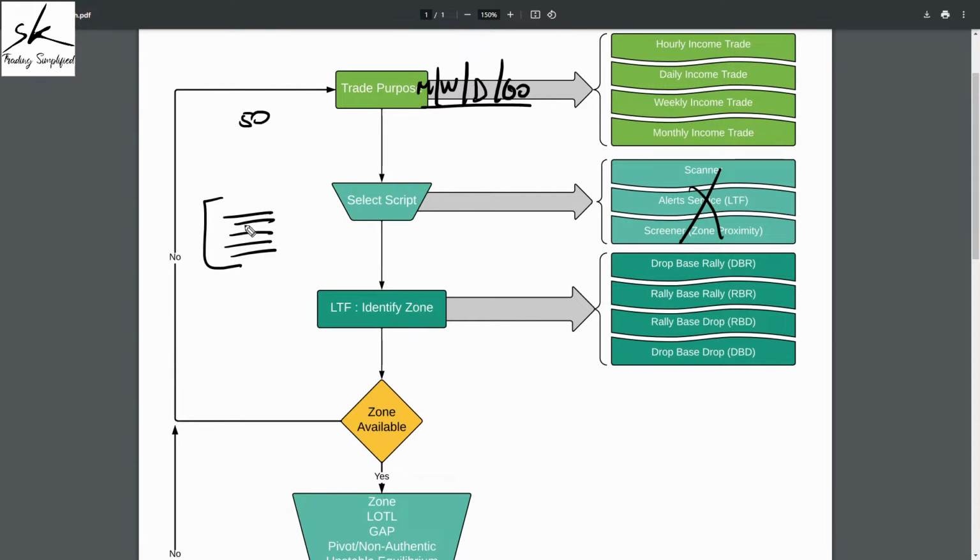We know our time frames. We know what symbols we'll be analyzing. So what we'll do is we'll pick the very first symbol and go to the lower time frame. So now the question is, what is my lower time frame? We got the answer from our step number 1, that as a monthly income trader, my lower time frame is daily. So we'll go to the daily chart, and on the daily chart, we need to identify a zone.